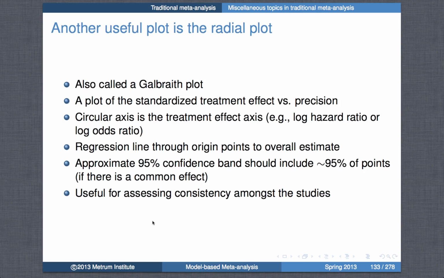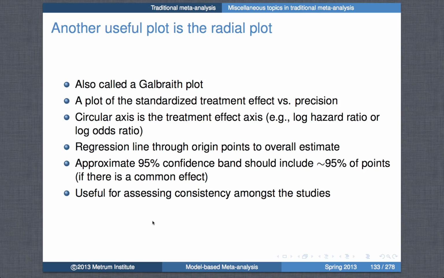Another sort of plot that's useful in this context is something called the Radial Plot or the Galbraith plot. This is a plot that I'm glad I don't ever have to make by hand, because I wouldn't even really begin to know how to make it. But fortunately, there are tools for us in the metafor package that do that.